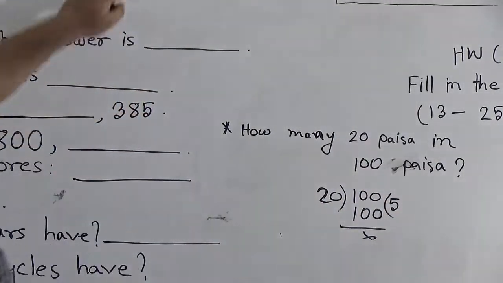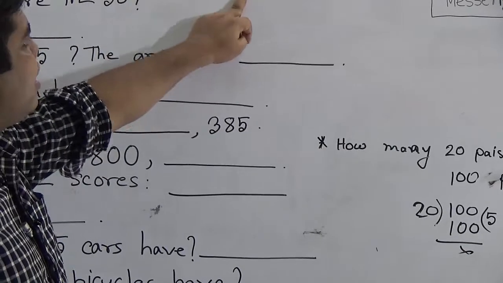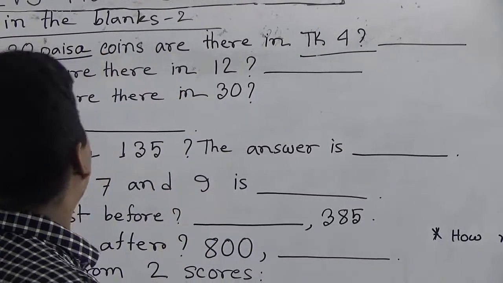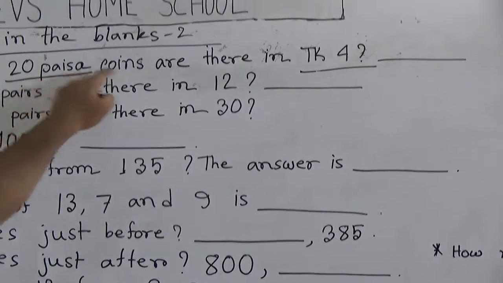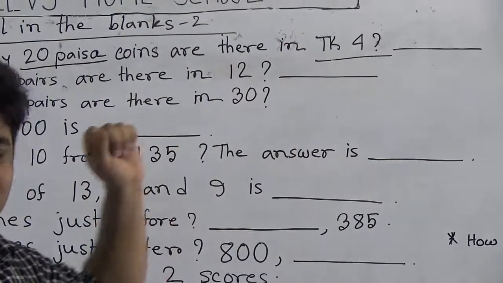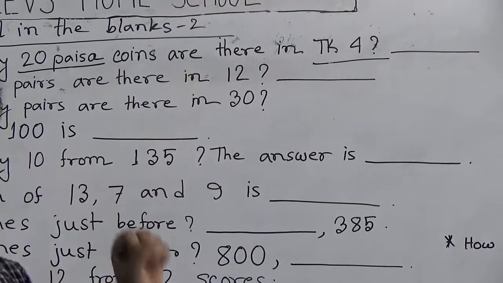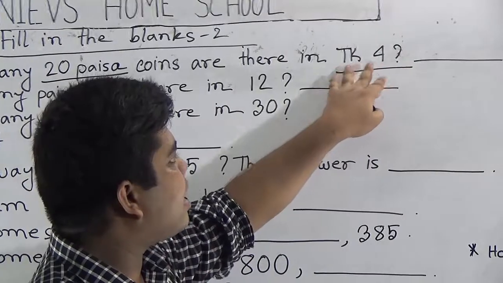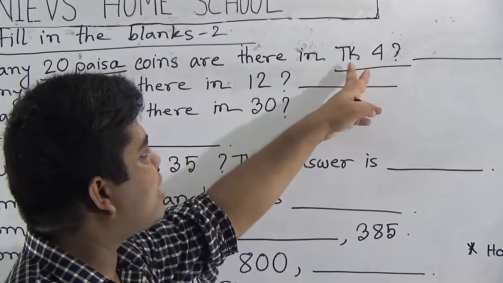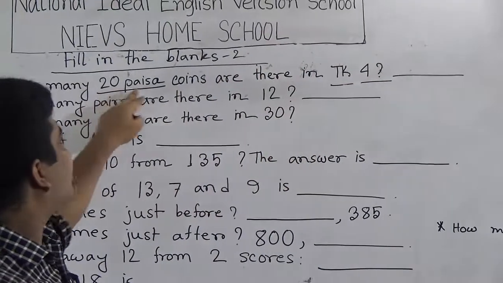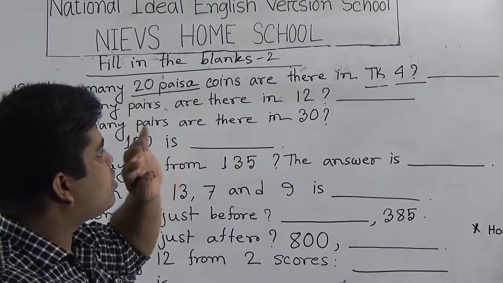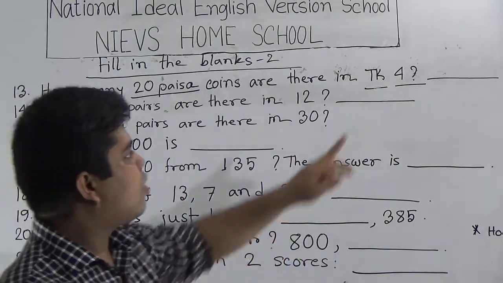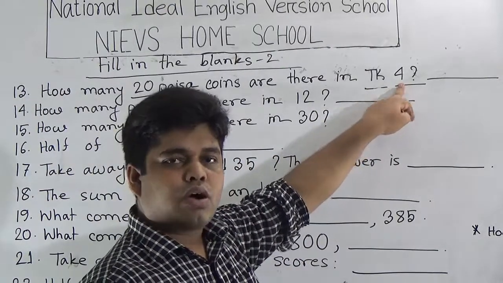So we convert this 4 Taka into paisa. Then we divide this paisa by this 20 paisa and we find the required number of 20 paisa in 4 Taka. I hope you understood how to solve this. I repeat, we can't divide numbers of different units. Here 4 Taka, here 20 paisa. So to divide this, we convert Taka into paisa. We know that 1 Taka equals 100 paisa.